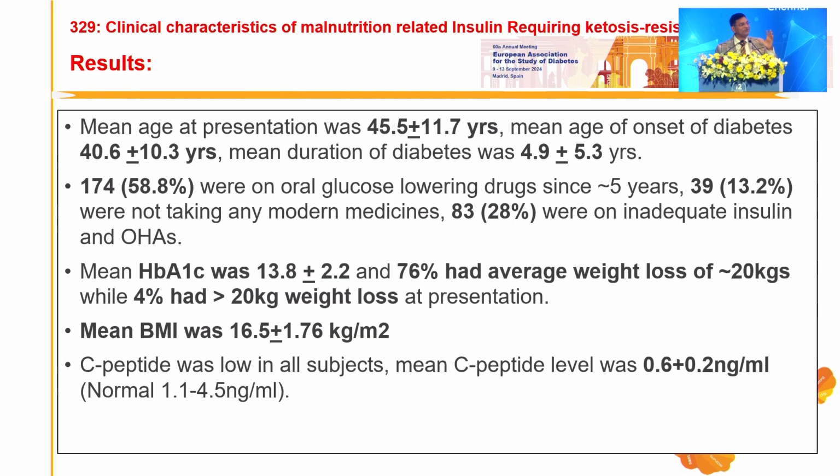That means for 5 years, they were on only oral drugs. They were not given insulin therapy. Either they were on some powder or some alternative therapy, remaining on 600, 700 blood glucose. The mean HbA1c when they came was around 14, and as I told you, the highest I have seen is 21.5.